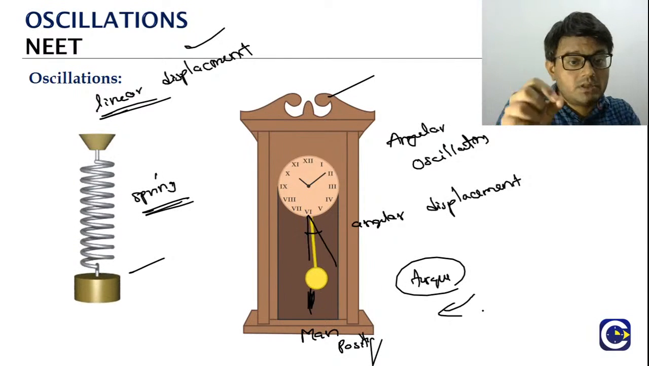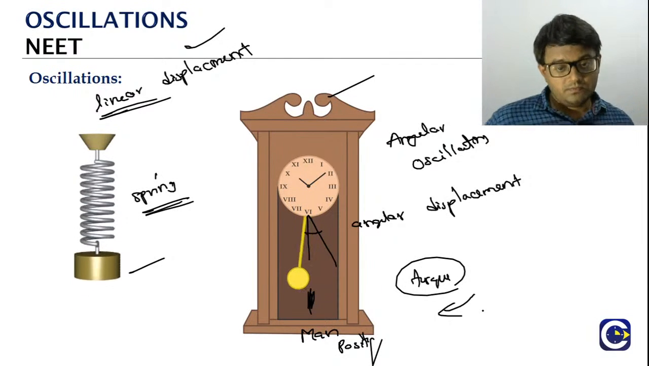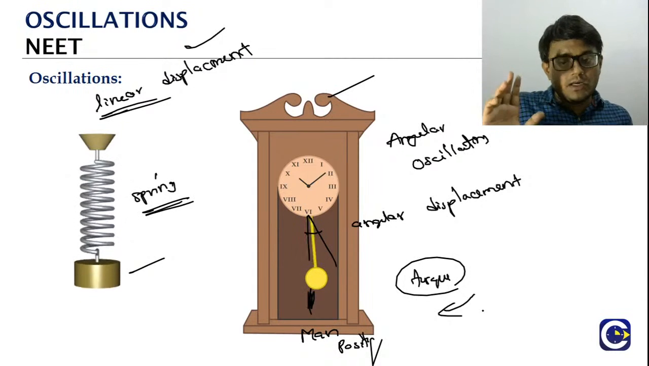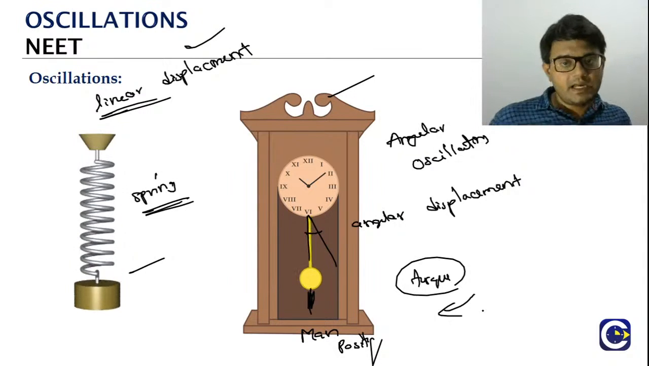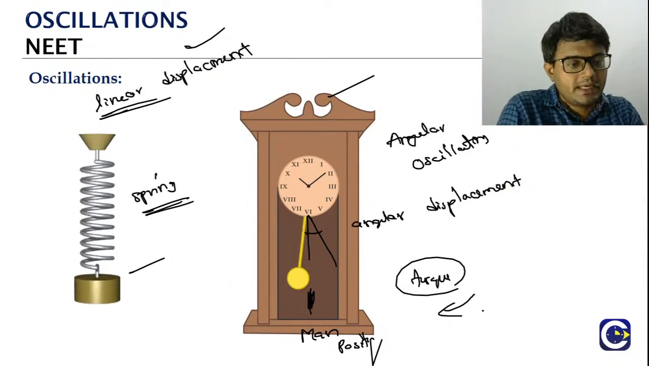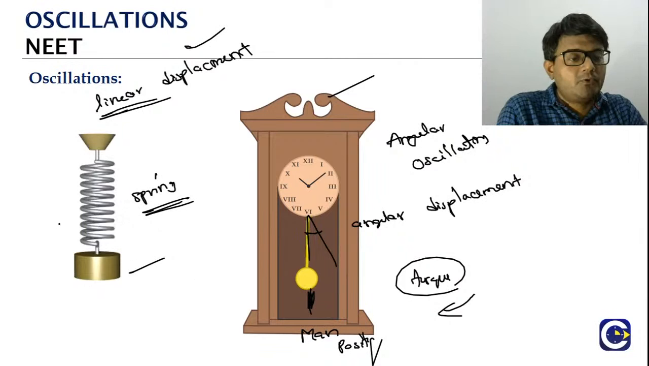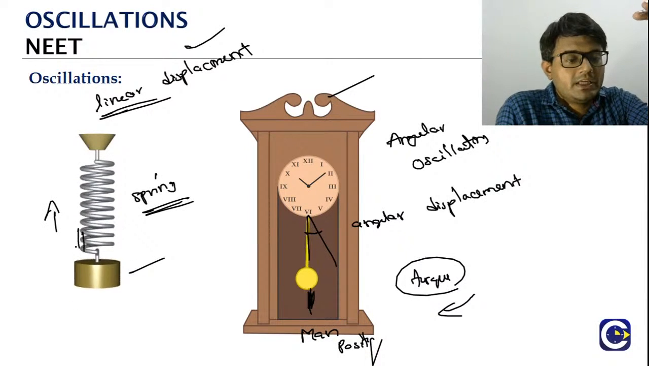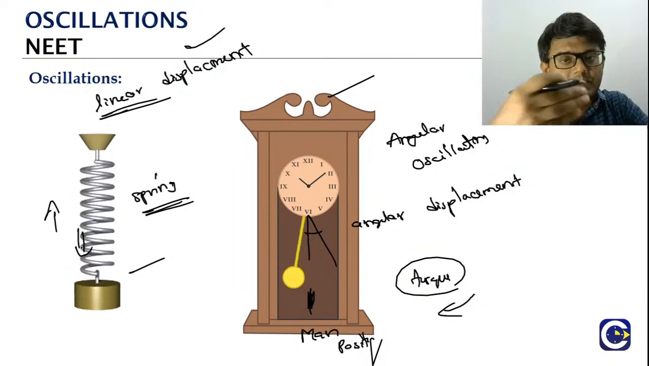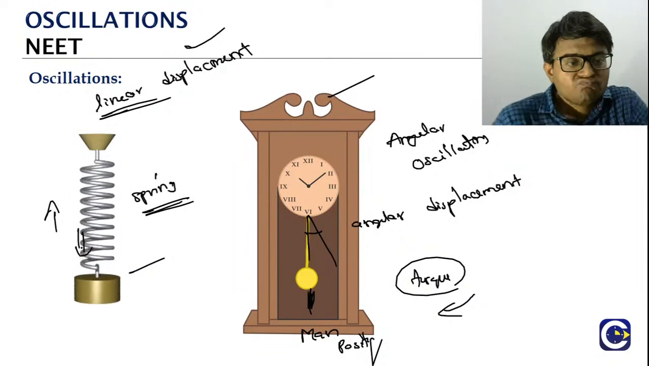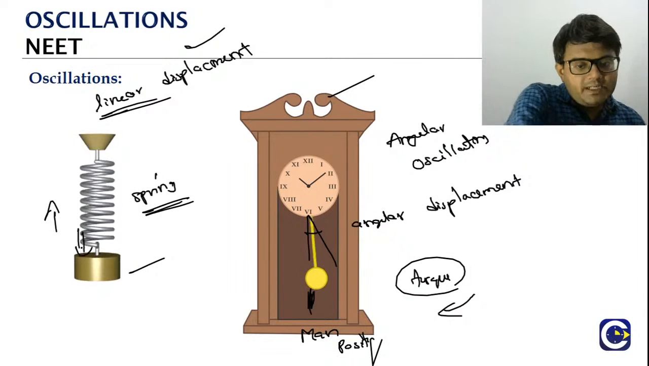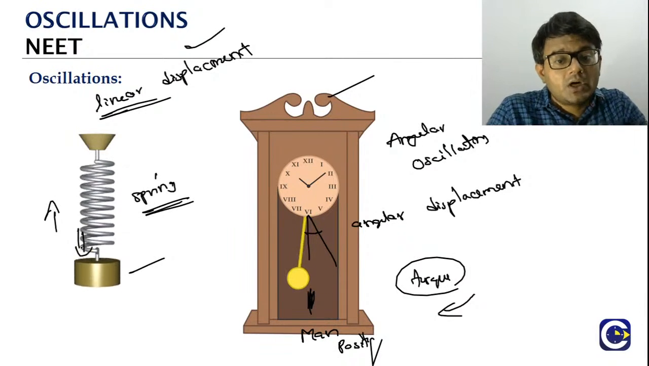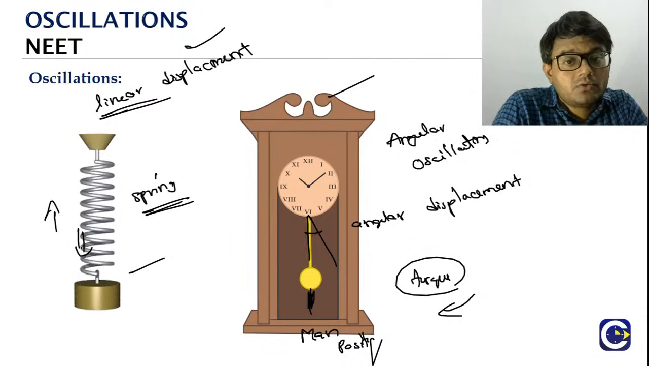Here we use the word restoring torque. Suppose the angular displacement is anticlockwise, then the torque will be acting clockwise. It will always be like this: if the displacement is upwards from the mean position, then the restoring force will be down. Always it will be in the opposite direction to the displacement. Similarly, the restoring torque will always try to bring the bob to the mean position.